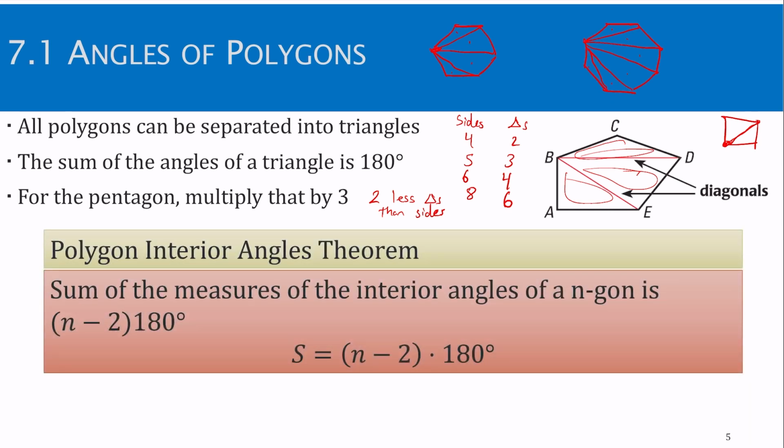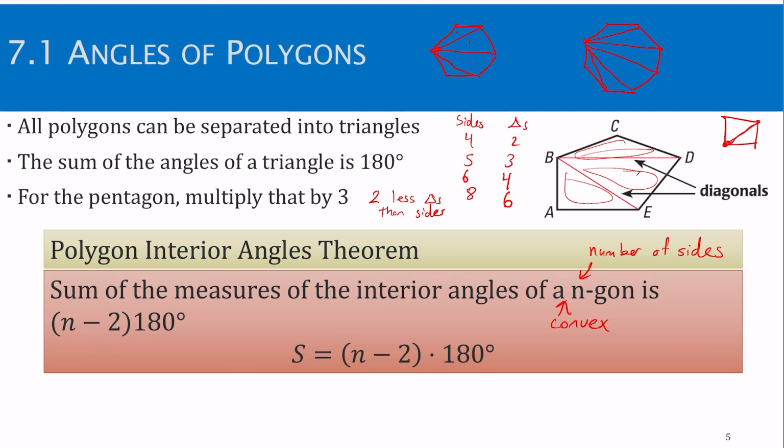Which is the polygon interior angles theorem. The sum of the measures of the interior angles of an n-gon is n minus 2 times 180, n being the number of sides. And to be more exact, this is for convex polygons.